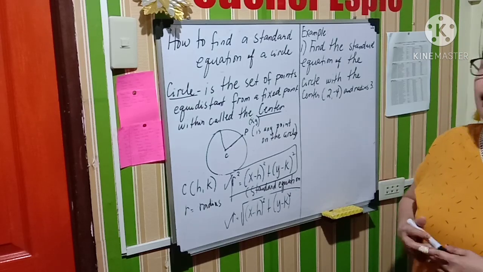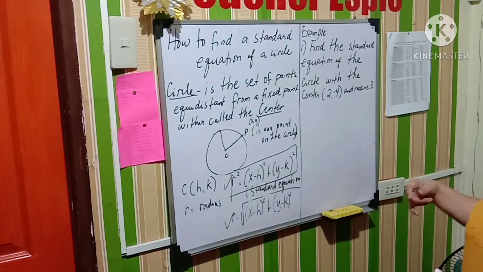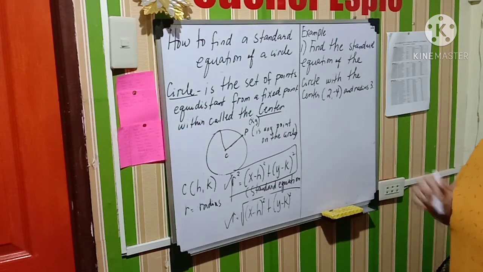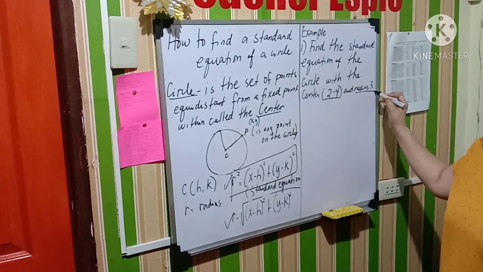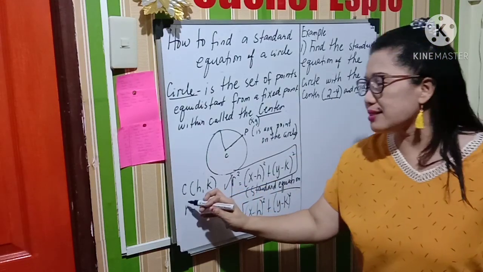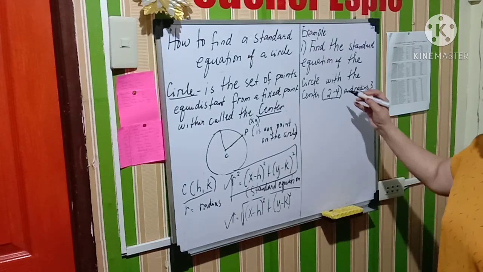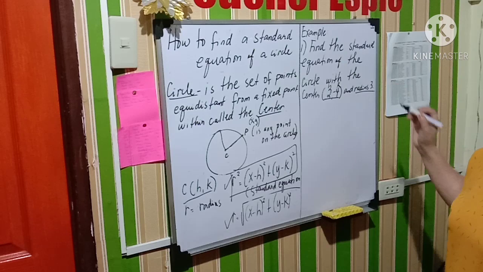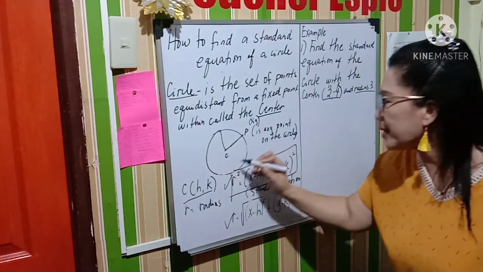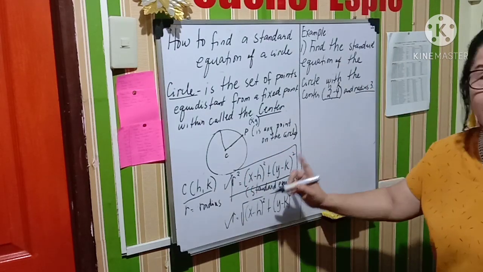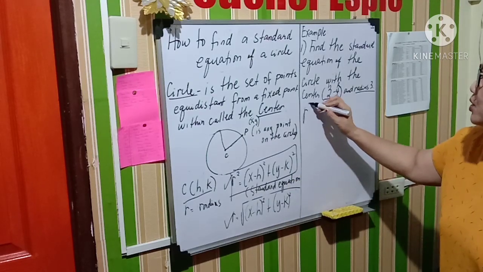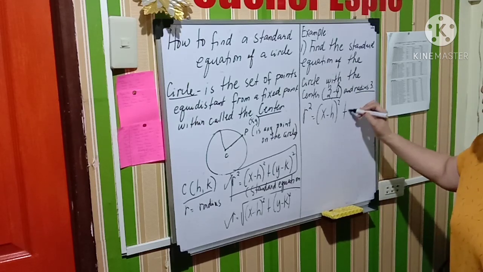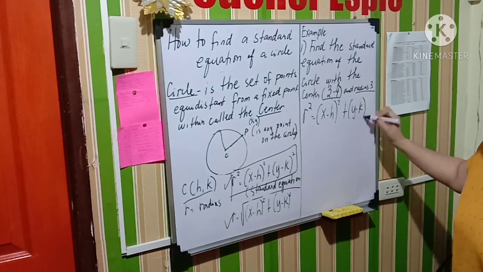So let us apply our equation here. Find the standard equation of the circle with the center (2, negative 4) and radius of 3. So let's go back. A center has H and K. It means to say, this 2 is your H and negative 4 is your K. And you have your R. So, balikan po natin, guys, ang standard equation. Magiging R squared is equal to (X minus H) squared plus (Y minus K) squared.